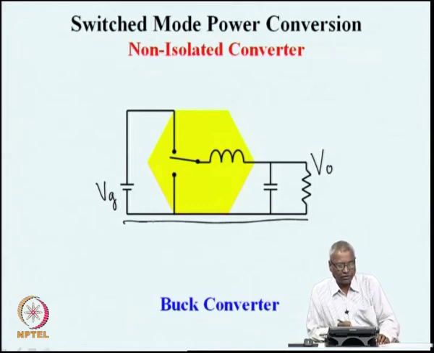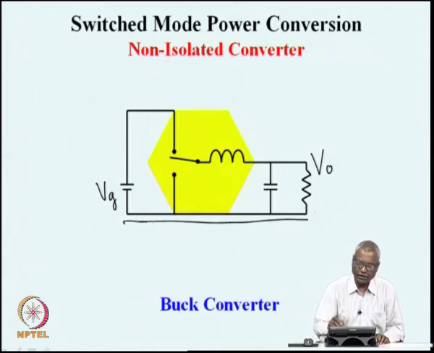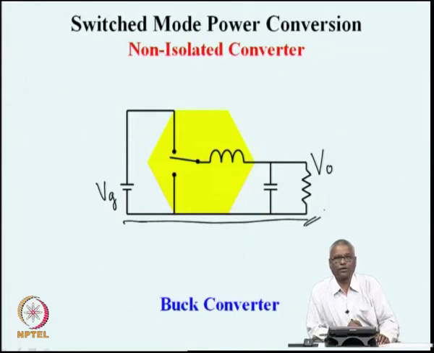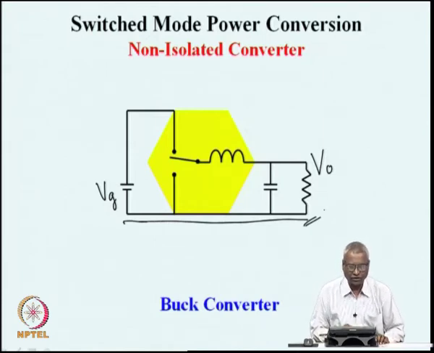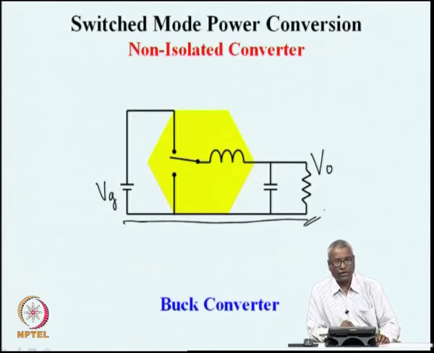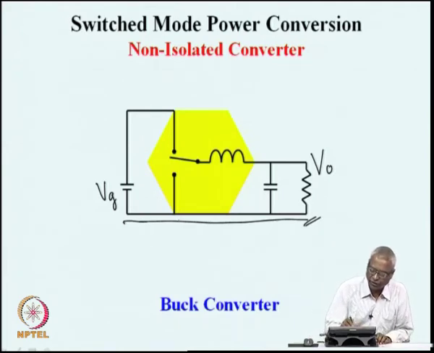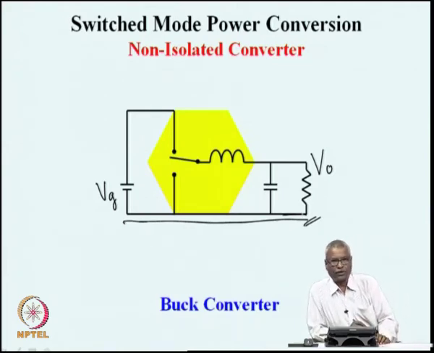The negative bus of the source and the negative bus of the load are at the same potential. So, these converters are called non-isolated converters. The electrical potentials of the source side and the electrical potentials on the load side are all floating with respect to a common 0. Such converters are non-isolated converters and they have limited applications.